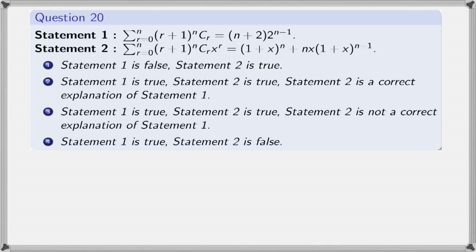This is our question number 20. We are given here two statements. The first statement is sum from r is equal to 0 up to n, (r plus 1) into nCr is equal to (n plus 2) into 2 to the power n minus 1. And the second statement is sum over r is equal to 0 up to n, (r plus 1) into nCr into x to the power r is equal to (1 plus x) to the power n plus nx into (1 plus x) to the power n minus 1. We have to find out whether these statements are true or not.